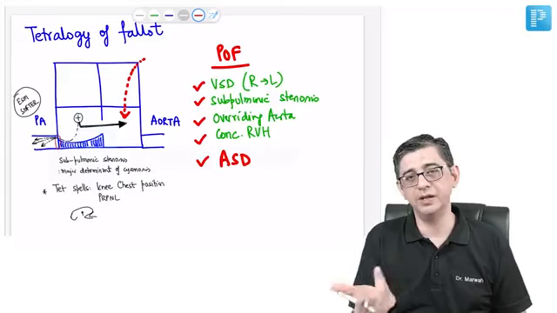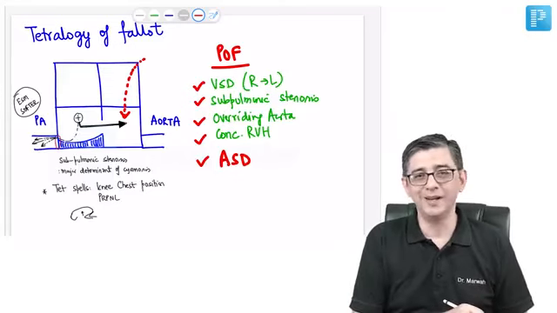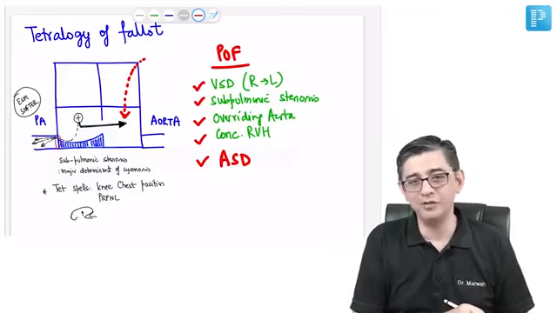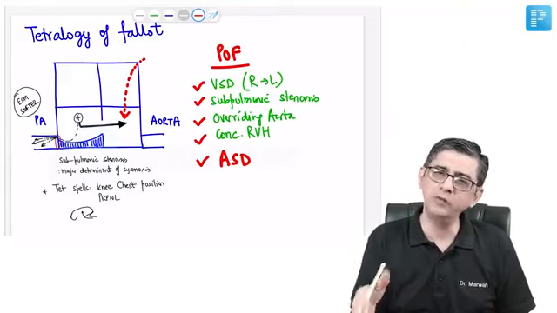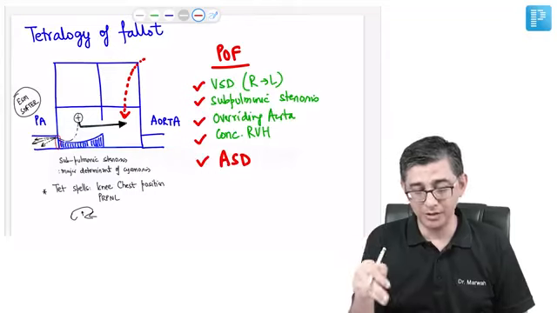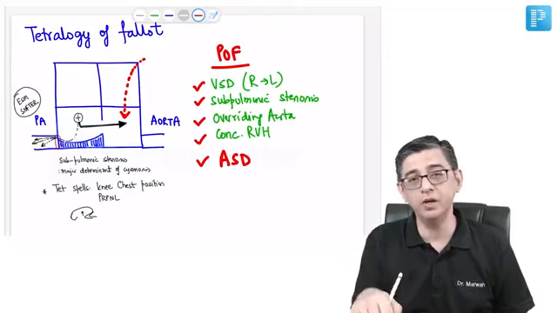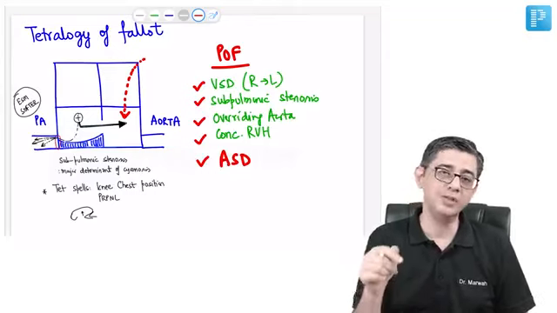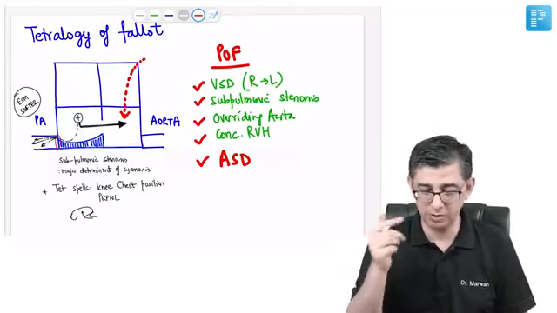Sometimes they can just play around with these numbers, like tetralogy of Fallot or pentalogy of Fallot. So, you should be ready with that. And even in pentalogy of Fallot, if he says what is the major determinant of cyanosis, your answer in those circumstances would still be subpulmonic stenosis.